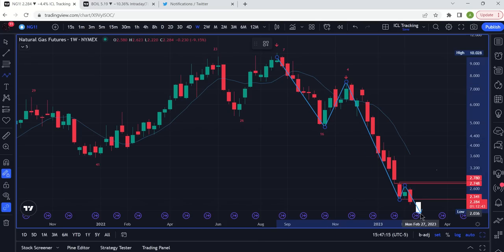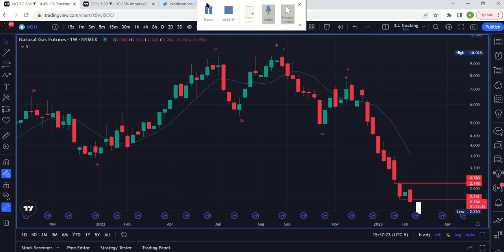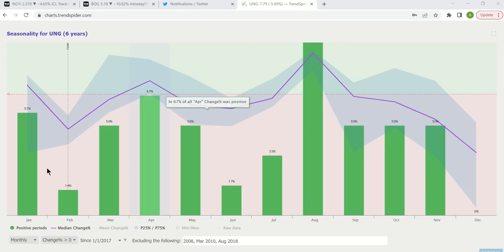And you would expect that we do this and then probably do that and then that again. And we talked about this from a seasonality perspective, right? So from a seasonality perspective, February tends to be a really crummy month for natural gas, for UNG. As your proxy, this is actually just going back 6 years.